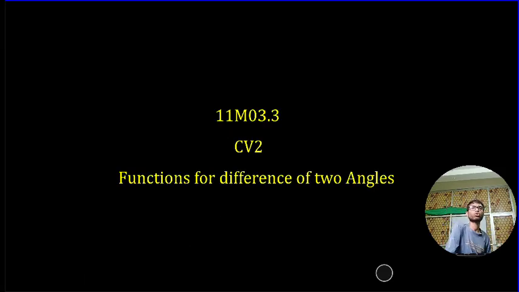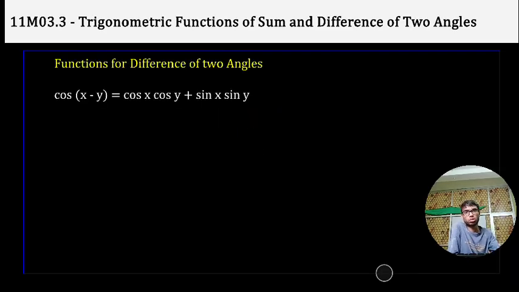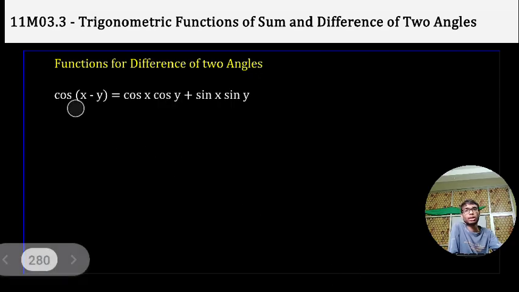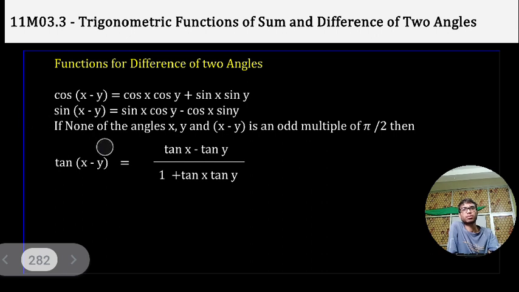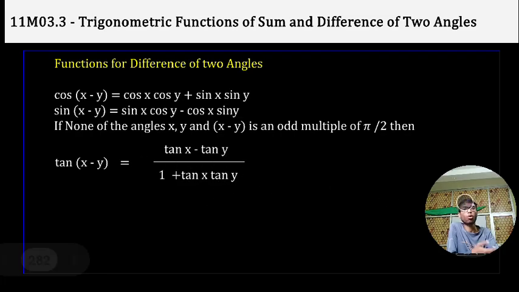Functions for the difference of two angles. Now, when we are subtracting one angle from another, we will use this type of trigonometric identity. Here, cos x minus y. Here what are we doing? We are subtracting this from this. So for this we have this. Okay, this is a trigonometric identity. Same with sine. For tan, just the operators are changing.